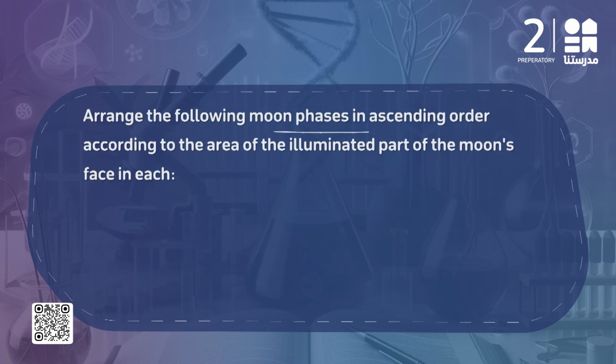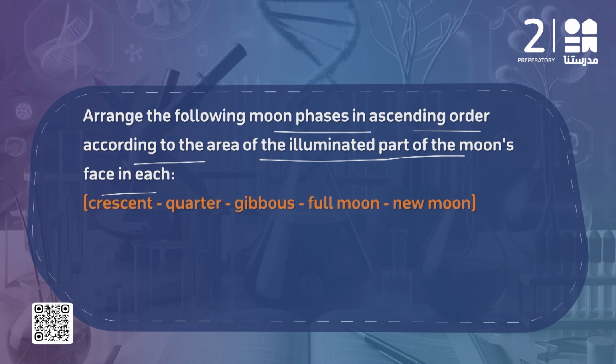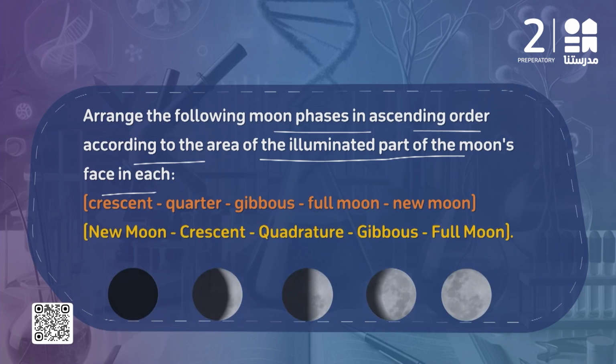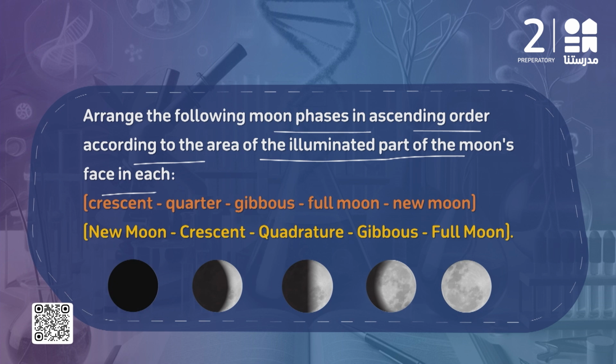Arrange the following moon phases in ascending order according to the area of the illuminated part of the moon's face in each of the phases. عدى علينا السؤال ده قبل كده في السيشنز كنا بنشرح فيها اللونر اكليبس او المون فيسز. عندنا crescent, quarter, gibbous, full moon, new moon, so they will be arranged in an ascending order from the new moon where the moon is totally dark, لان illuminated part of the moon بيكون facing the sun فاحنا ما بنقدرش نشوفه.